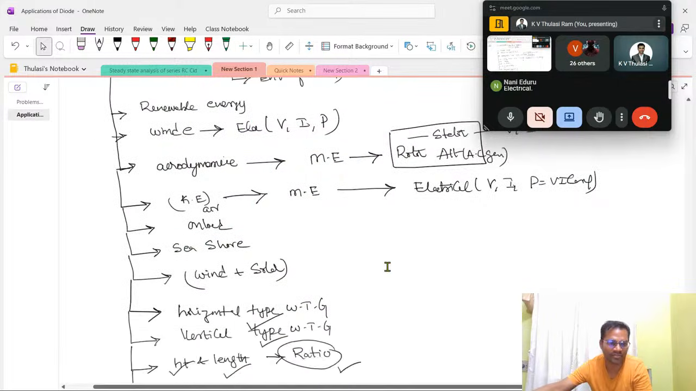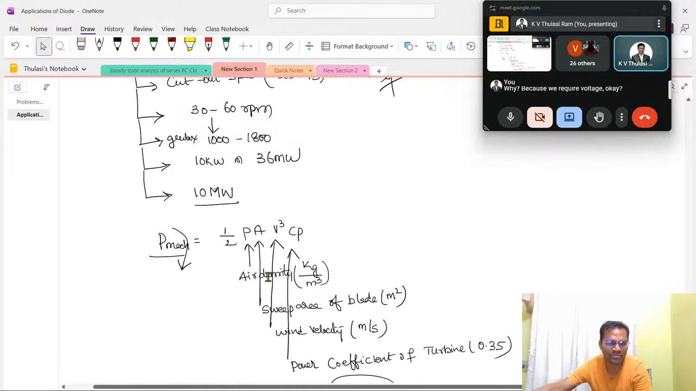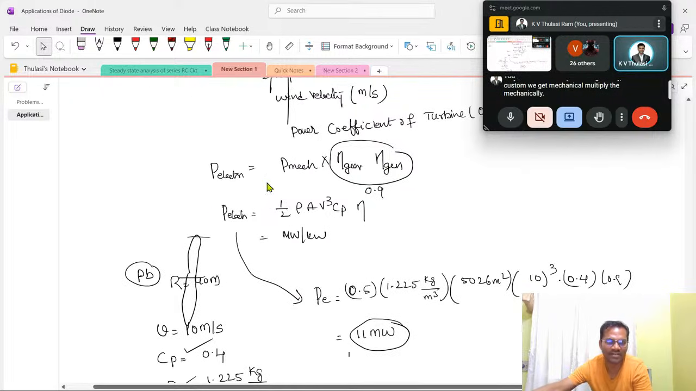Electrical power. Why? Because we require voltage. First you will get mechanical power, multiply the mechanical power with efficiency, then you will get electrical power. And units of electrical power may be in terms of kilowatts or megawatts.